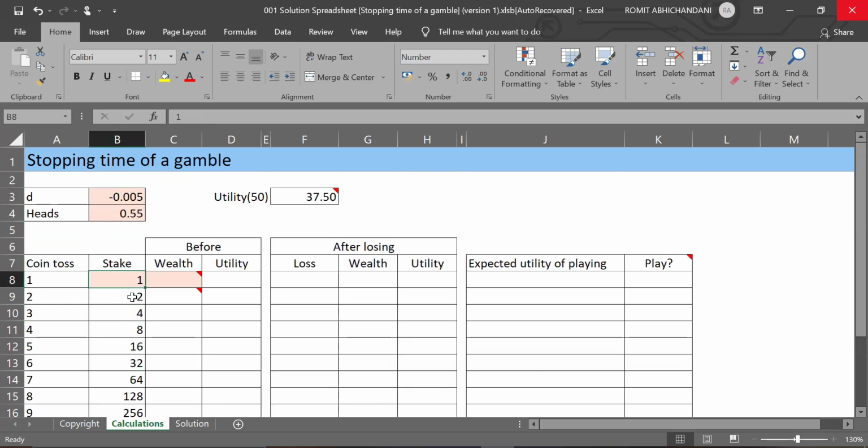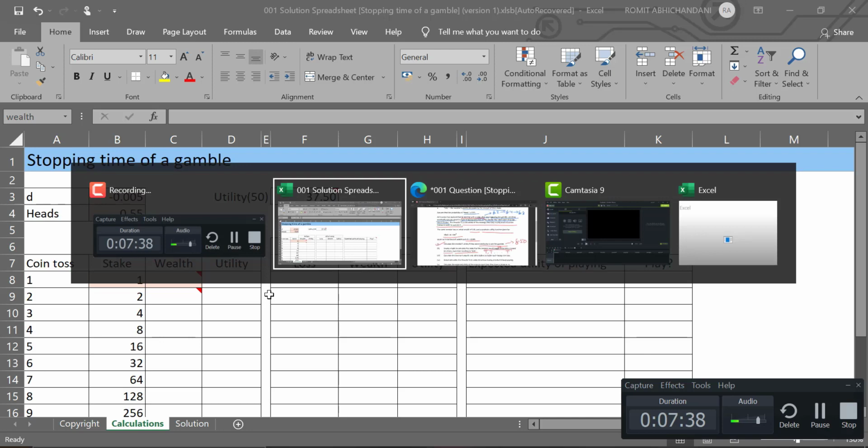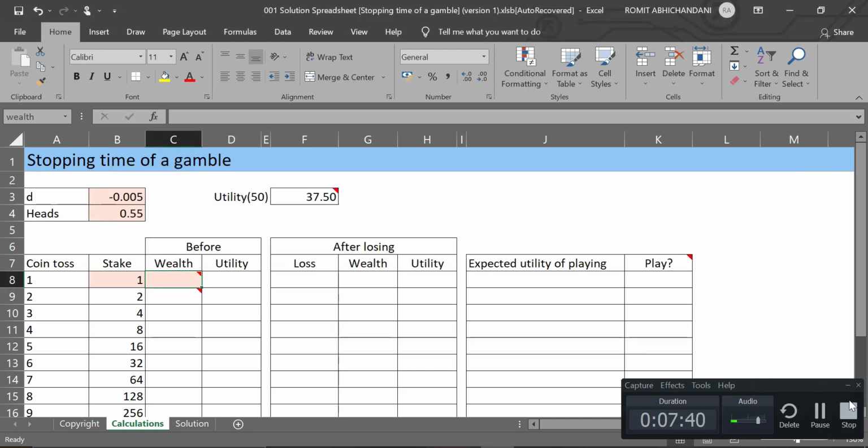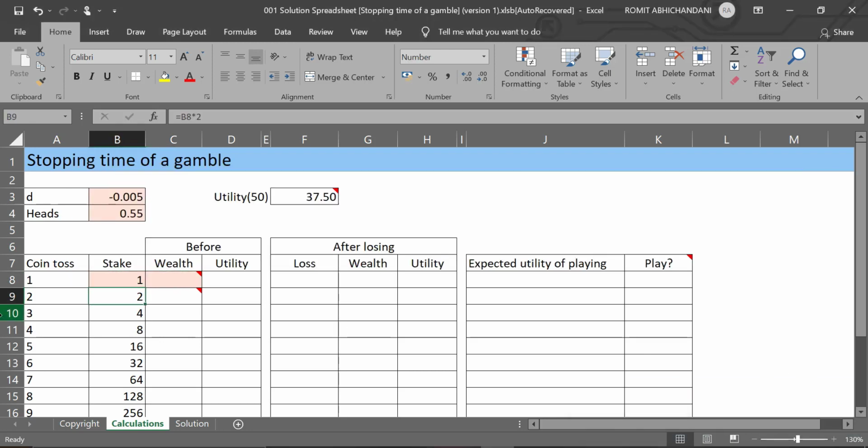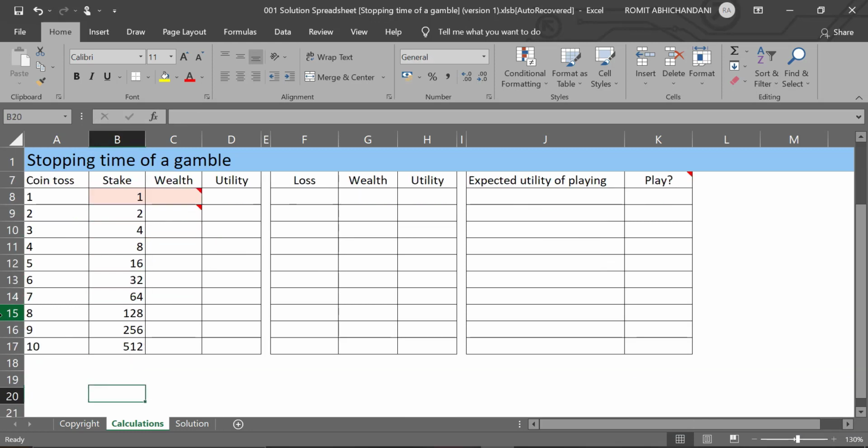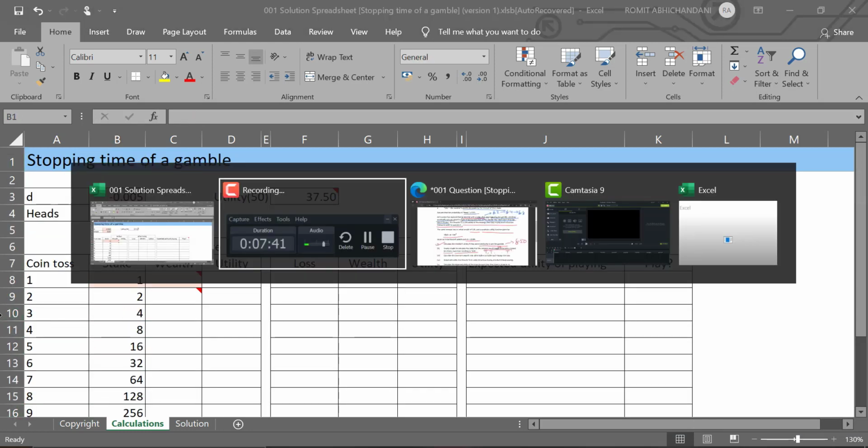So what is happening is your stake is being doubled each time, right? Okay, now the next thing is we want to calculate the next part of the question. So we have calculated the stake that the investor is investing each time. They're just taking their initial investment of £1 and doubling it every time. Okay, that's all they're doing.